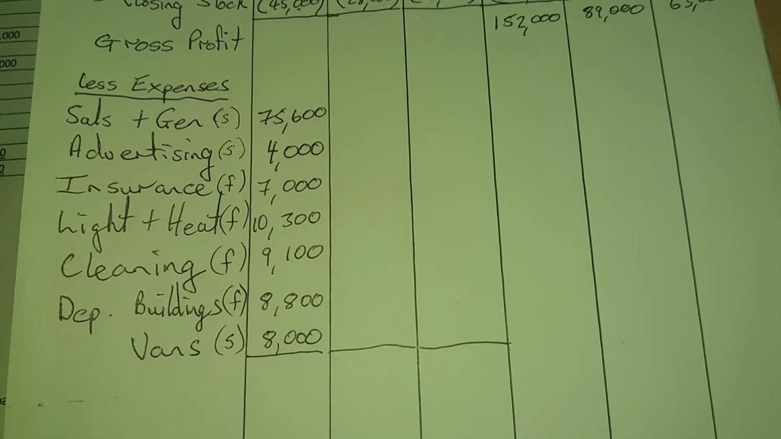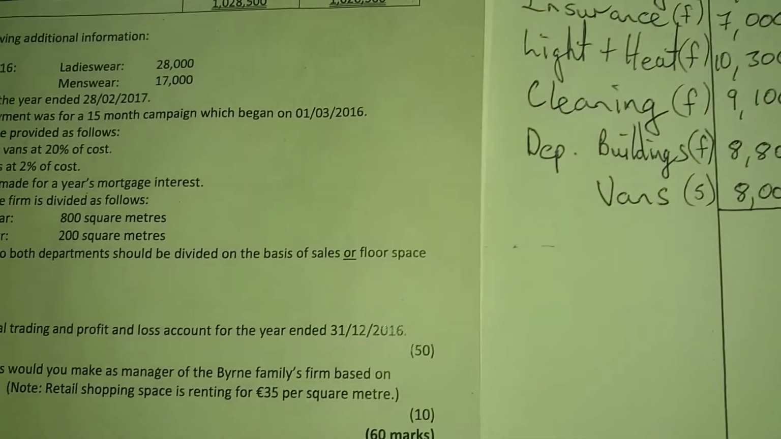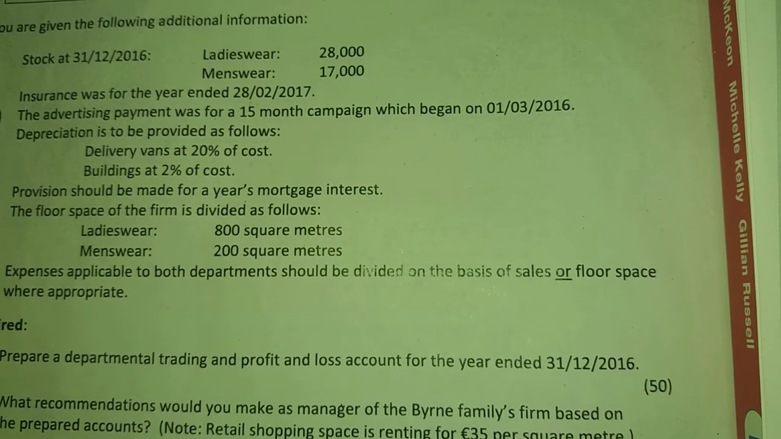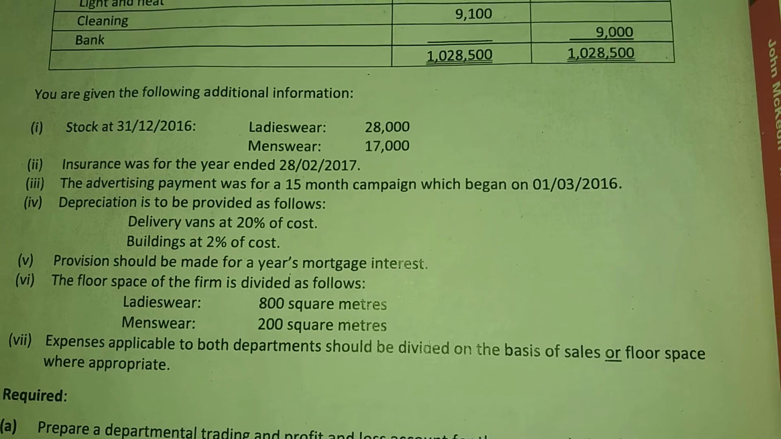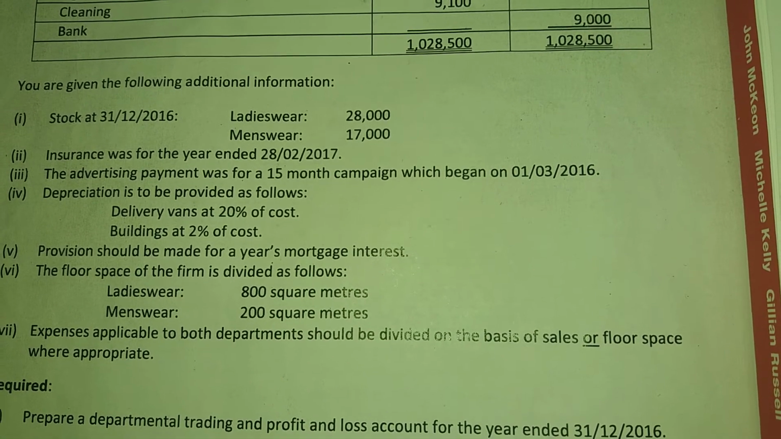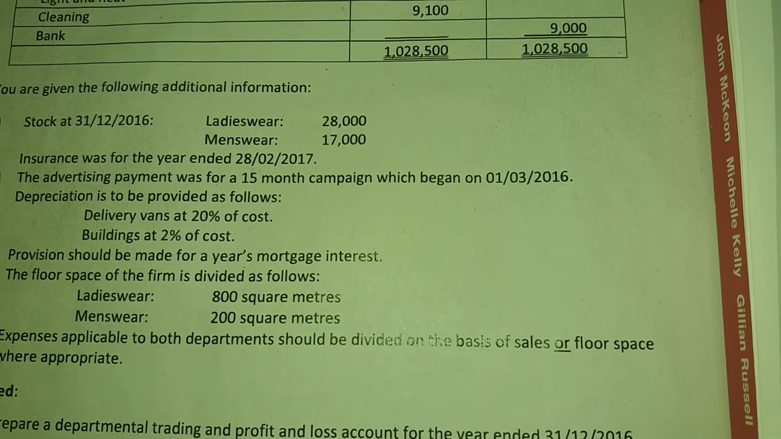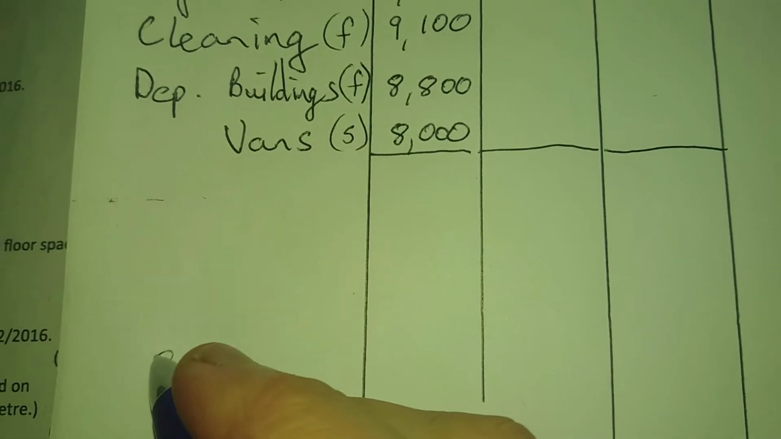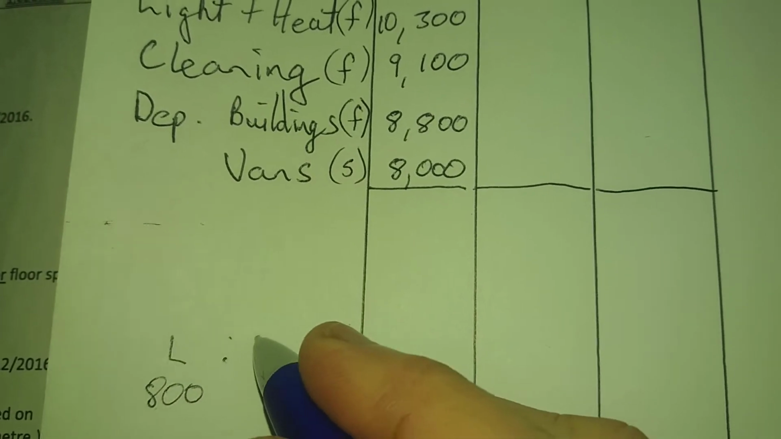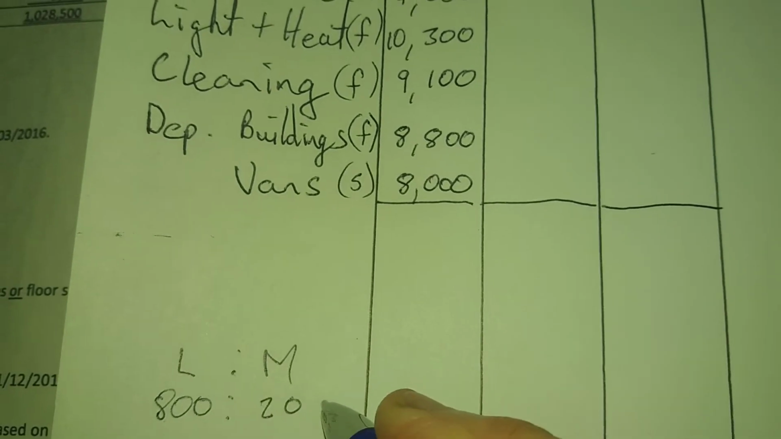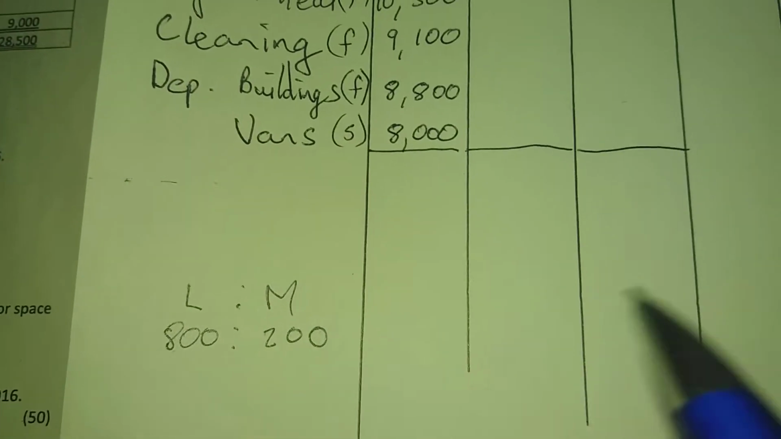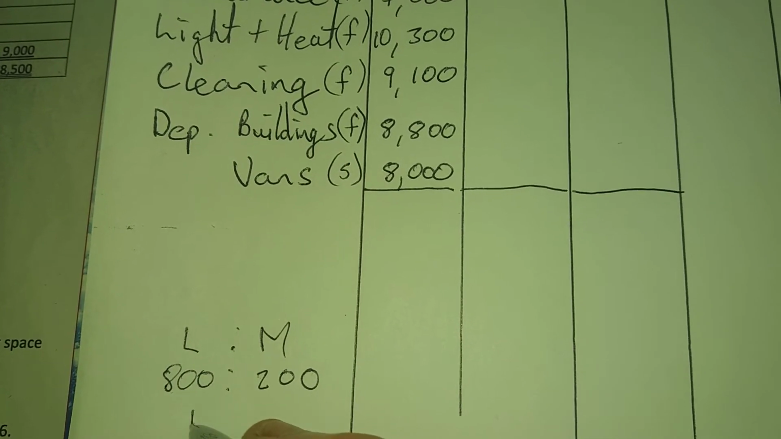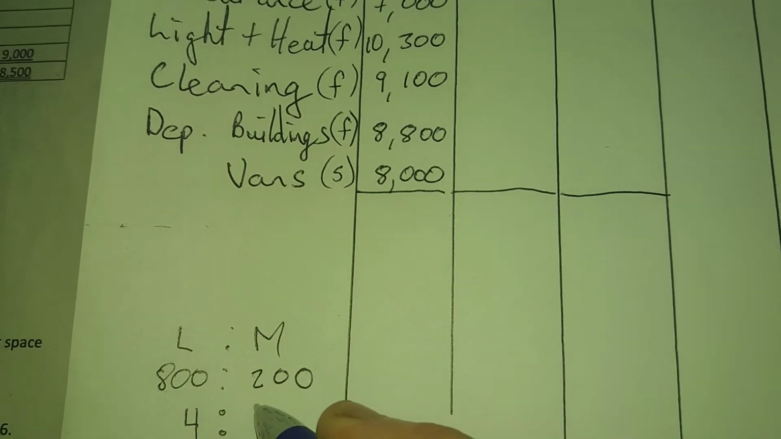So the next thing to do is to look at the way in which we divide them up. Again, back to part 7, it says should be divided on the basis of sales or floor space where appropriate. And if we look at part 6, it says the floor space of the firm is divided as follows: 800 square meters for ladies' wear and 200 square meters for men's wear. So if we look at this on a piece of paper, 800 for the ladies' wear is to 200 for the men's wear. And this is just a little bit of maths here. If we divide by 200, 200 into 800 goes 4 times, 200 into 200 goes once.